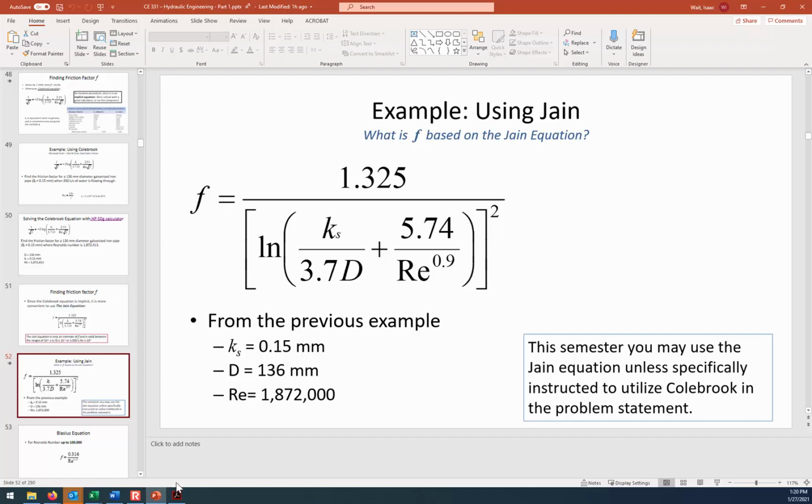Just for fun, I'll put you into the breakout groups in case you want to check answers with each other or discuss, but this will be a fast one. I'll bring you back from the breakout groups in just 4 or 5 minutes, and we'll make sure that it matches up, the Colebrook and the Jain together.